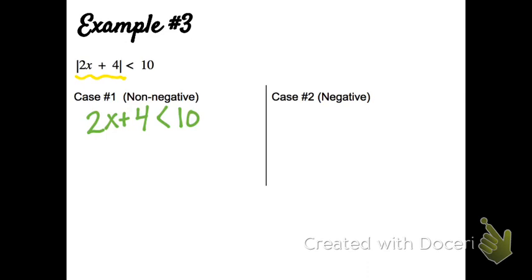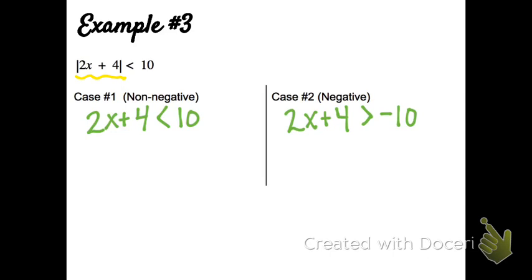The second one, though, think about it. What are we doing different for this? It's still 2x plus 4, but what changes now? Instead of less than, it's going to be greater than. And instead of 10, it's going to be -10. So now that I've set these 2 up, that's when you start to solve these 2-step inequalities.